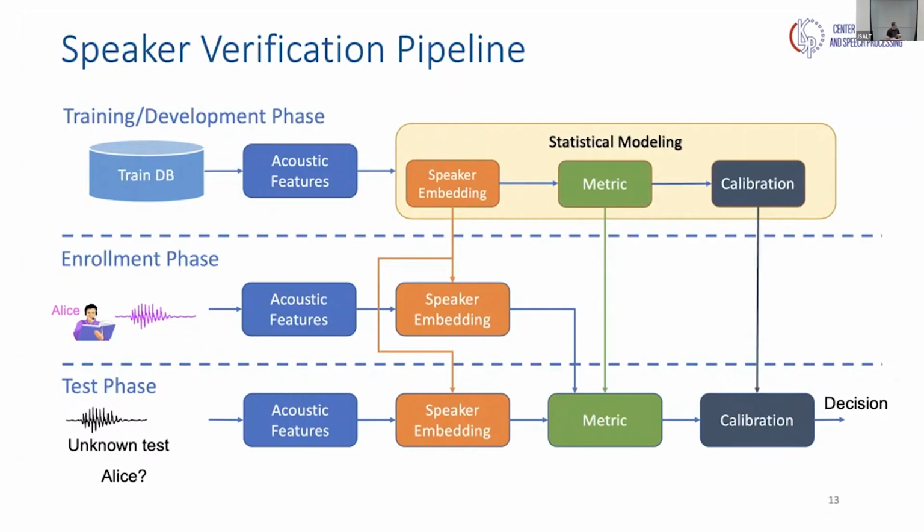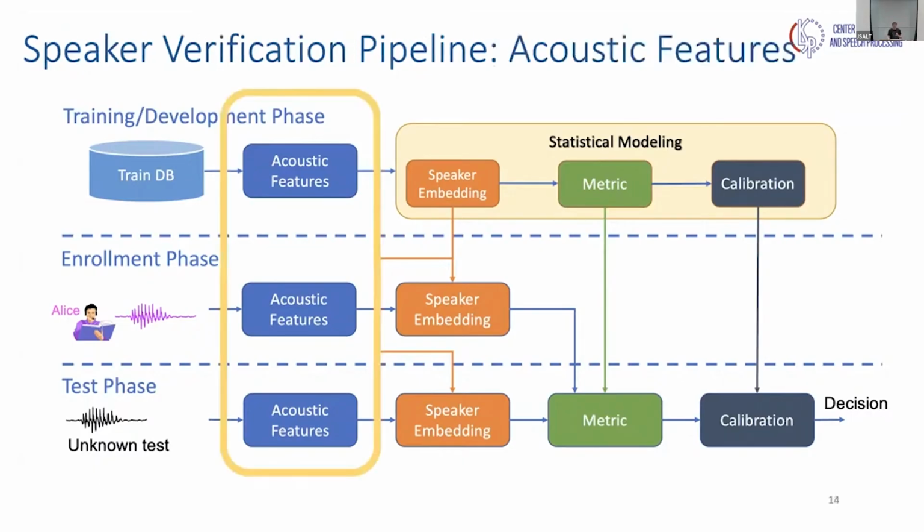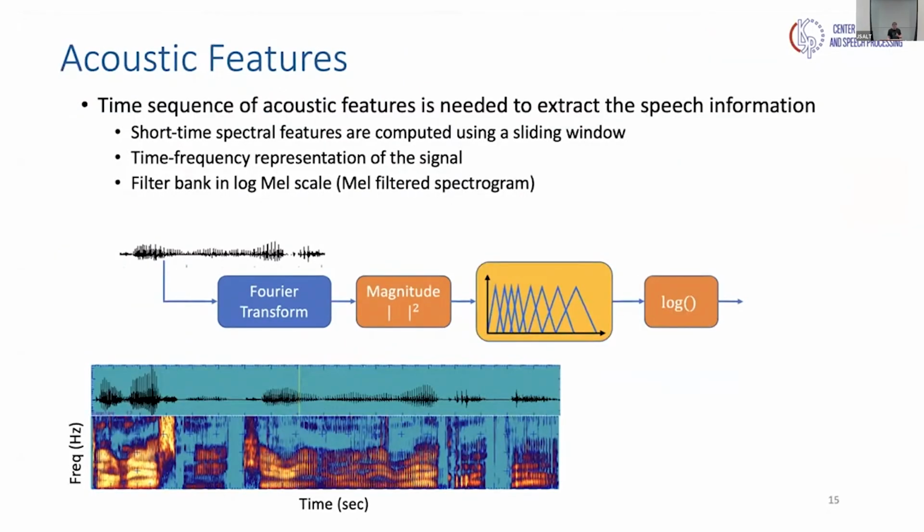Okay, so once you have your final likelihood ratio or posterior probability, you have to take a decision, and for that you have to put a threshold. And then you take the decision: accept Alice or don't accept Alice. So we can start seeing each one of the blocks.